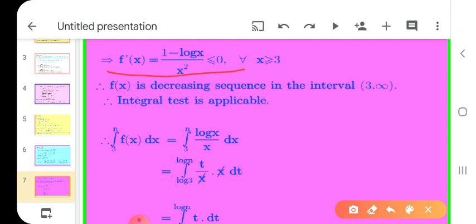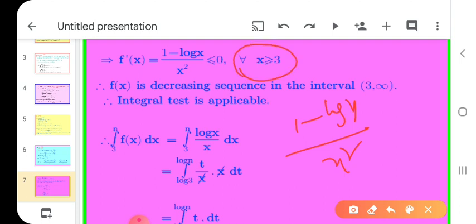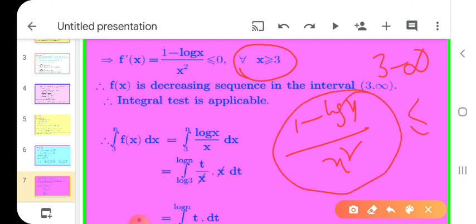Why did we find this f dash x value? To find whether the given function is decreasing or not. Sometimes it is not possible to tell by seeing f of x whether it is decreasing or not. So we find f dash x. Then we say whether the given series is decreasing or not. See here, what do we get? 1 minus log x by x square, for all x greater than or equal to 3. X greater than or equal to 3 means the value of x starts from 3 to infinity. This function is always less than or equal to 0.